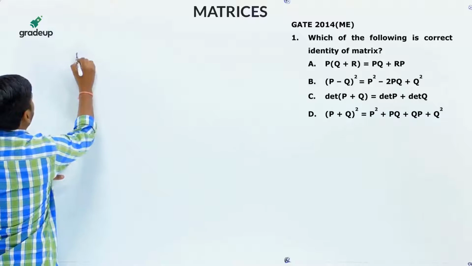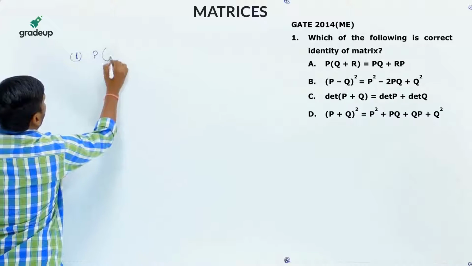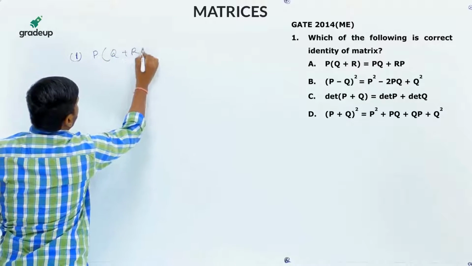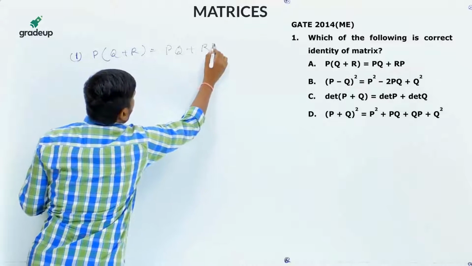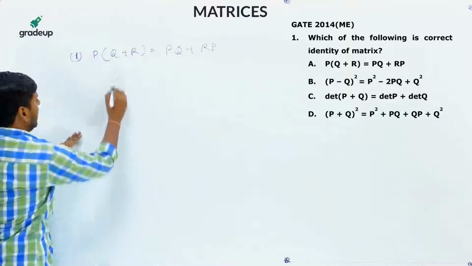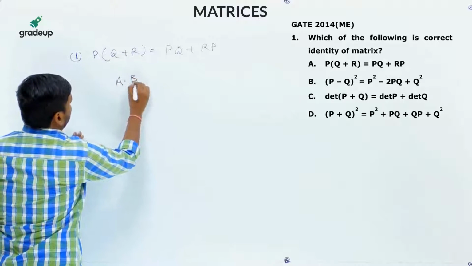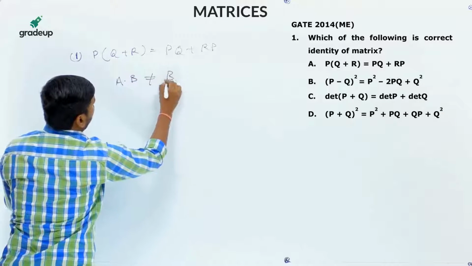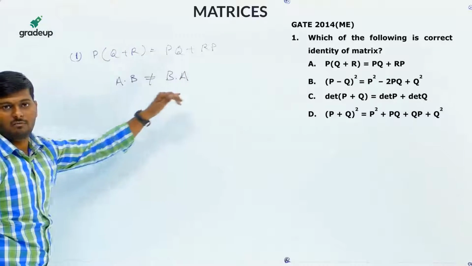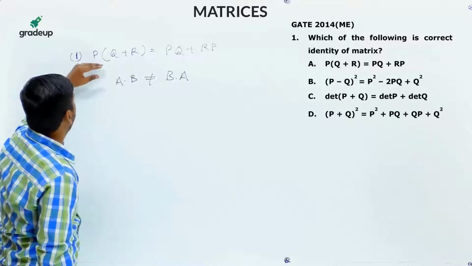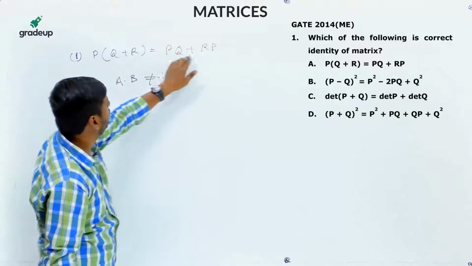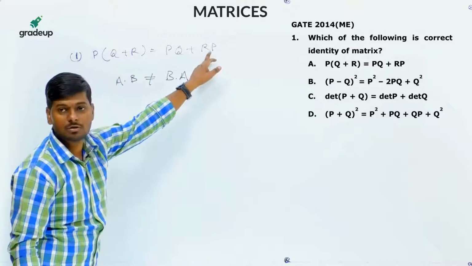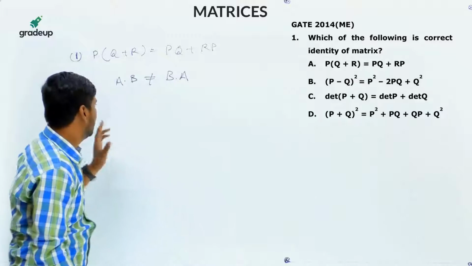Let me write the first option here. P into Q plus R is equal to PQ plus RP. But as I have told you, A into B is not equal to B into A. This is the property of matrix. So P into Q plus R is PQ plus PR, but they have written here PQ plus RP. PR is never equal to RP, so the first option is incorrect.